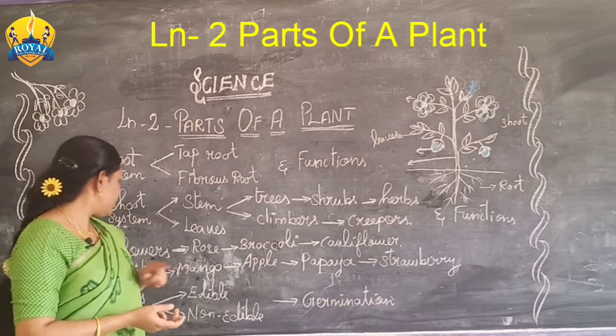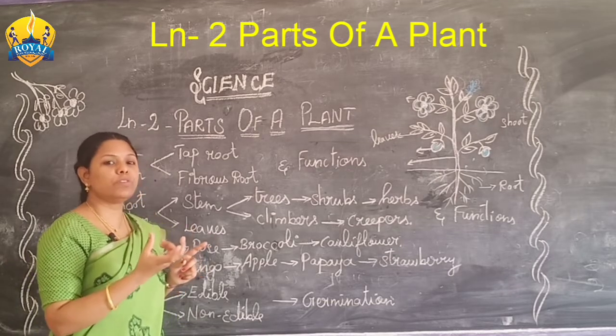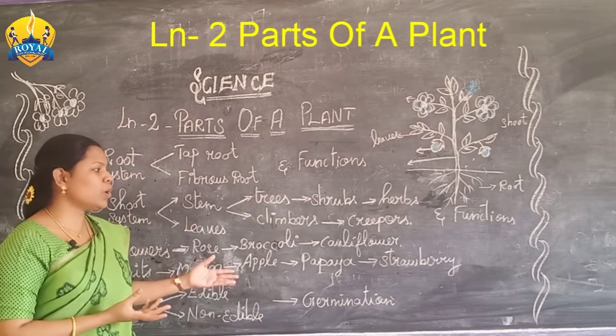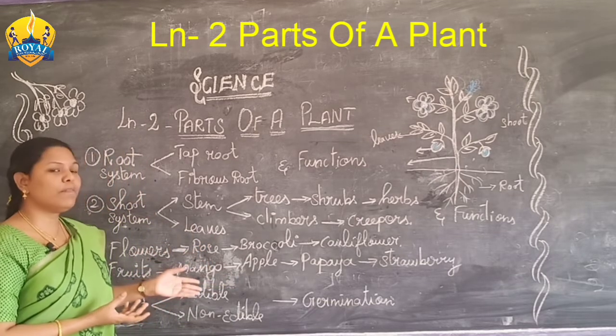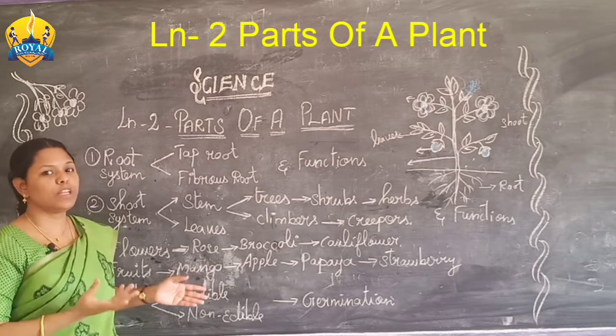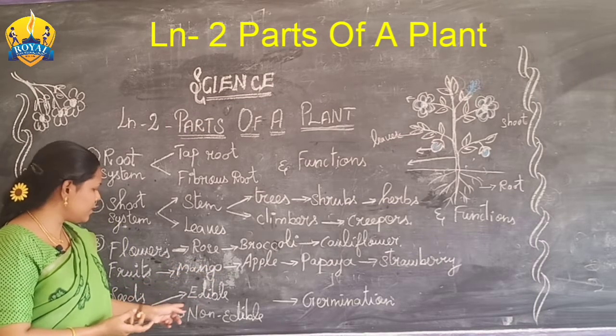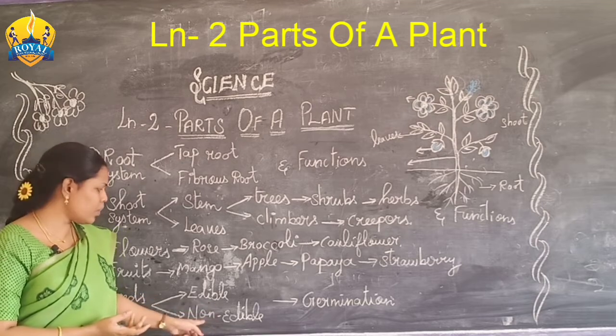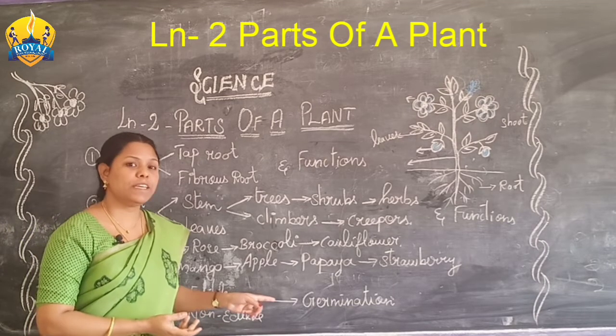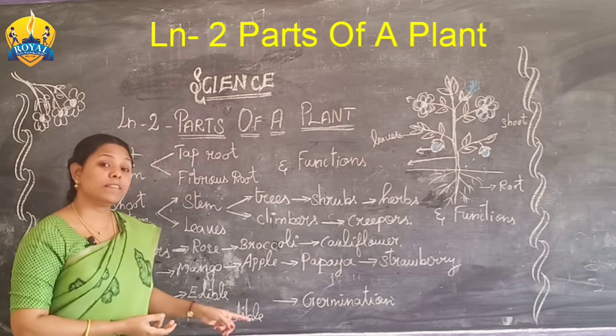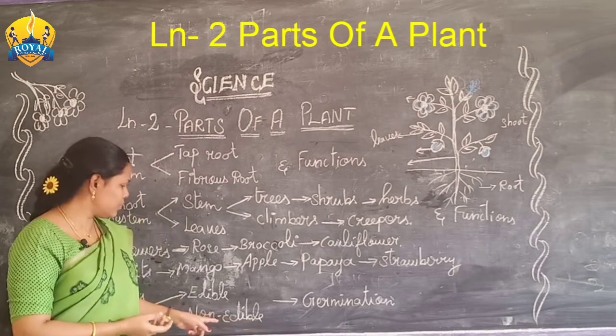From the flowers only fruits will grow. For example, mango, apple, papaya, and the fruits have a single seed and also many more seeds. And last we learnt about the seeds, which are of two types, edible seeds and non-edible seeds. The seeds which we eat are called edible seeds. The seeds which we cannot eat are called non-edible seeds.